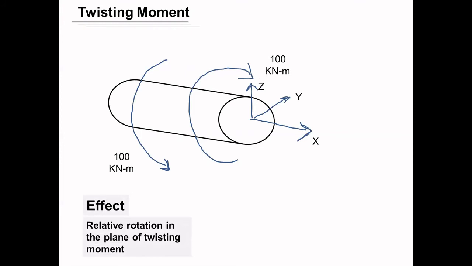Now what is the effect of twisting moment? The effect of twisting moment is relative rotation in the plane of twisting moment. So these two consecutive cross sections will rotate relative to each other but in the plane of cross section. What do I mean by that?